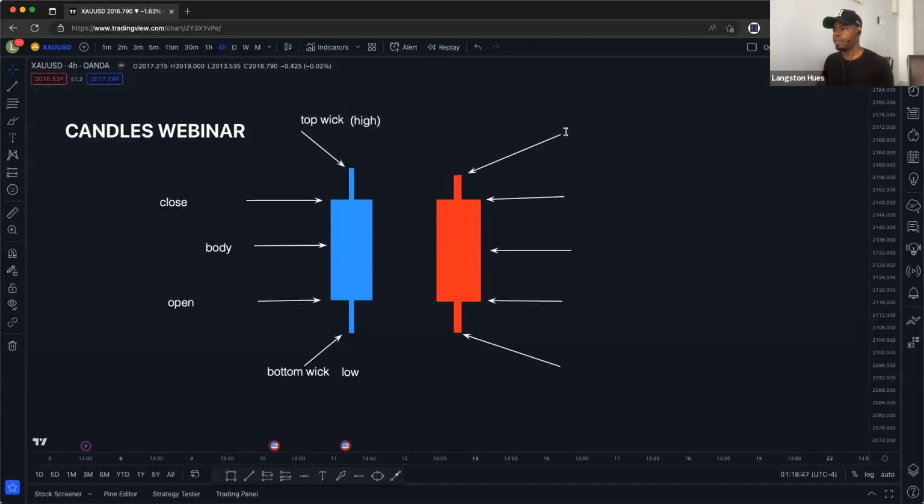So likewise here, this is called the top wick or the high. This is called the open because this is bearish. This is called the body. This is called the close because it's bearish. And then this is called the bottom wick or the low.